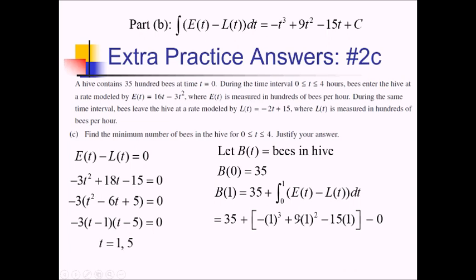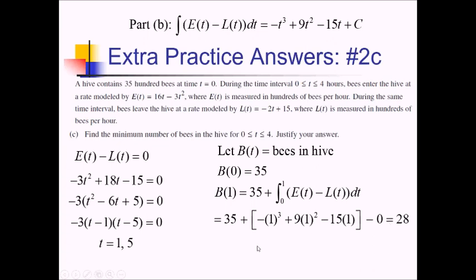Now I do need to simplify this because I'm trying to compare these with the candidates test. I need to know if this comes out to a number that's more or less than 35. So let's see here. In here we've got negative 1 plus 9 is 8, minus 15 is negative 7. So 35 minus 7 comes out to 28. So we have 2,800 bees after, let's see, that was after 1 hour.